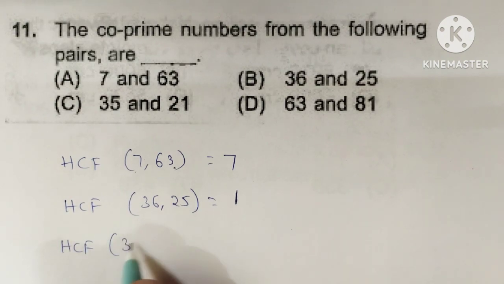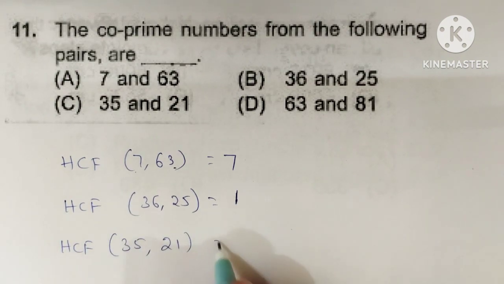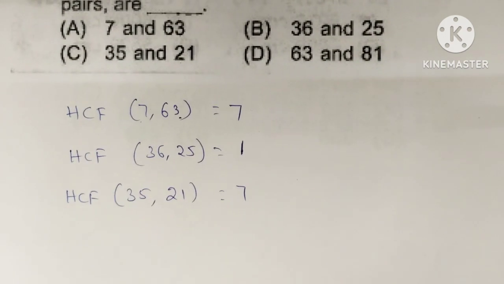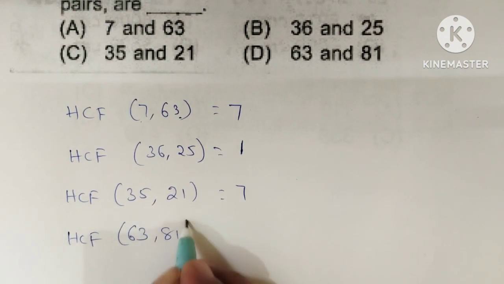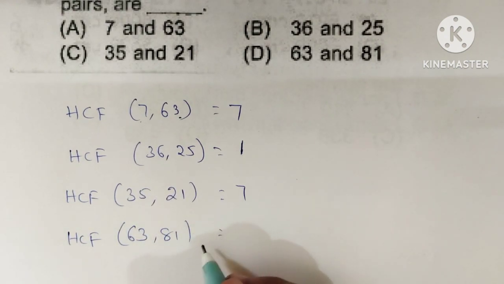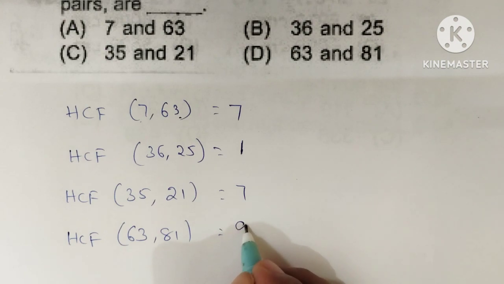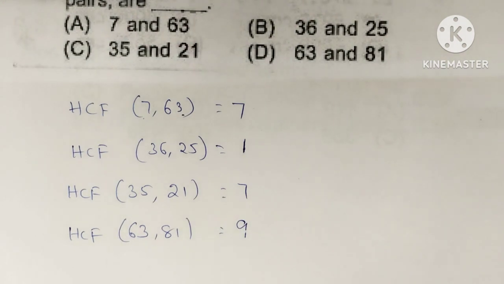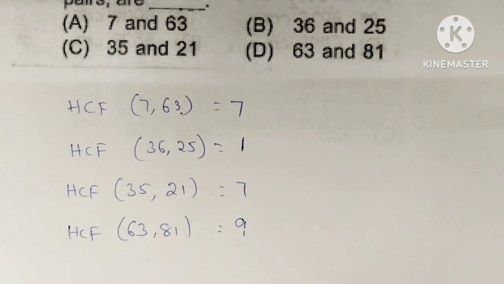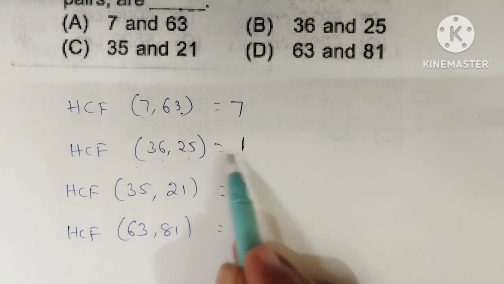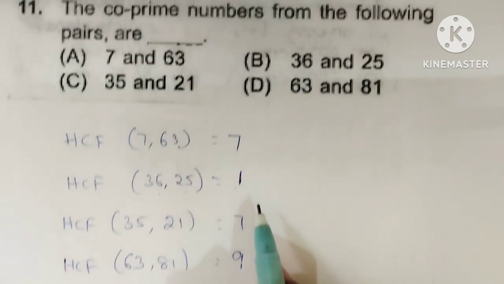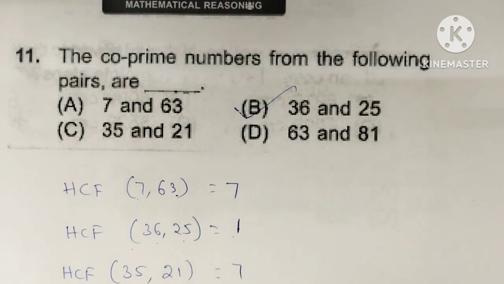HCF of 35 and 21. 7 is the common factor. So 7 is the highest common factor. HCF of 63 and 81. This is also in the 9 table. So 9 is the common factor. Here co-primes means the highest common factor must be 1. So the HCF of 36 and 25 is 1. So these numbers are called co-prime numbers. So option B is the correct one.